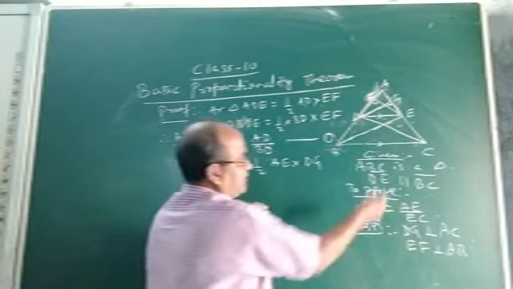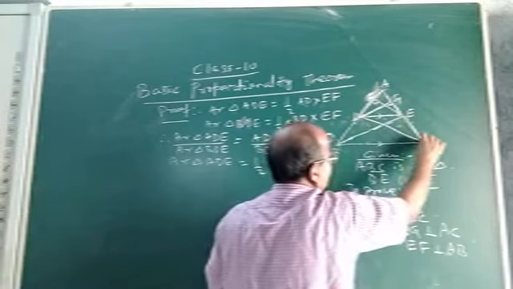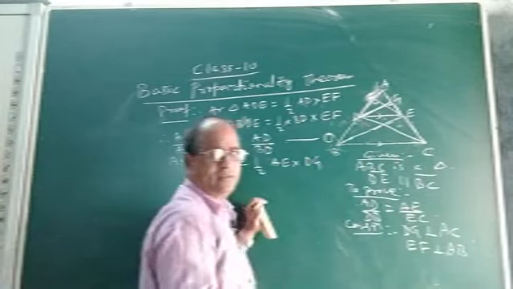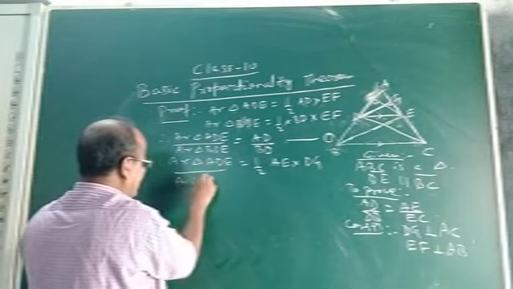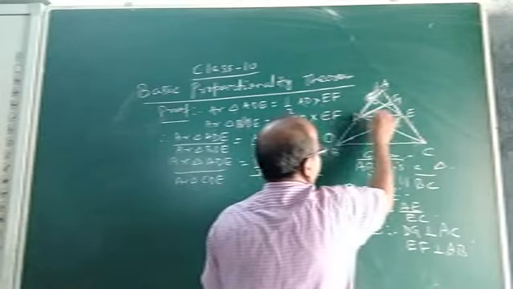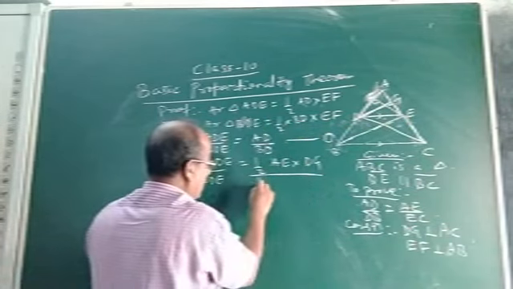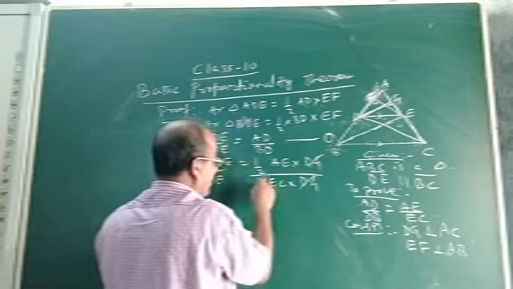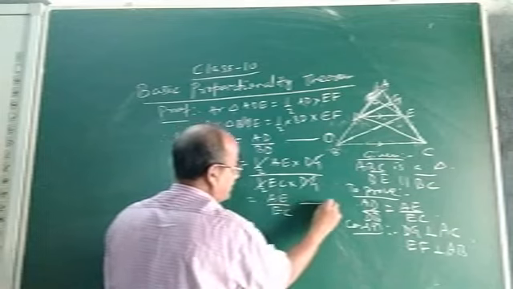Now look at this triangle CDE. In this triangle, EC is the base and which will be the altitude? Again DG will be the altitude. So we can find the area of triangle CDE. The area of triangle CDE is half into EC into DG. So DG cancels, half cancels. That means AE by EC. This is equation 2.